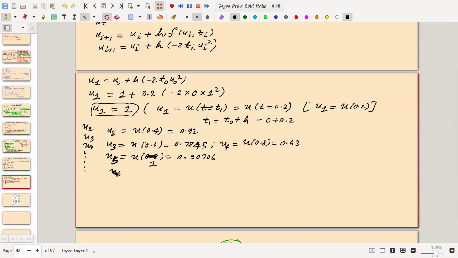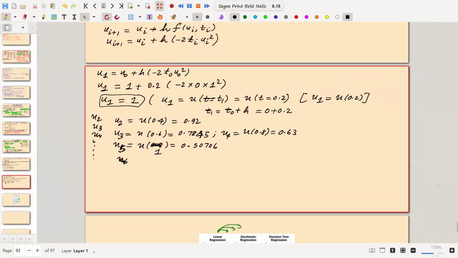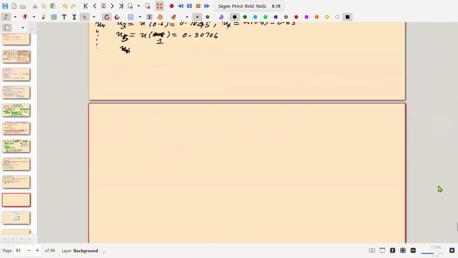Now check this: can we solve this ODE? See the board. du/dt equal to minus 2t u square, right? Given that u of 0 equal to 1, isn't it? Is it given in your question? And this is correct? du/dt equal to minus 2t u square? Correct. Check your notebooks.